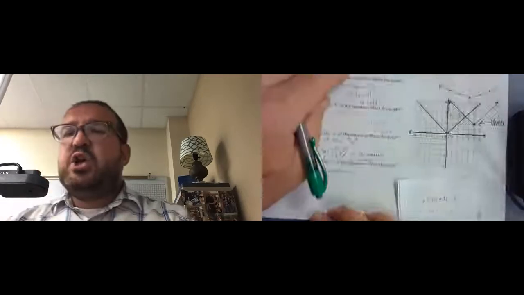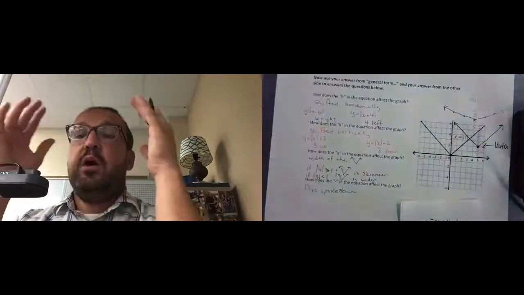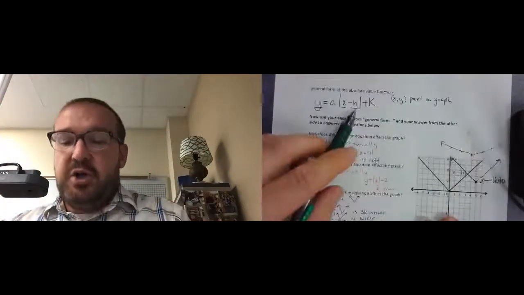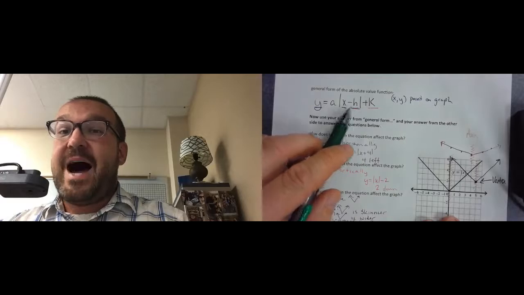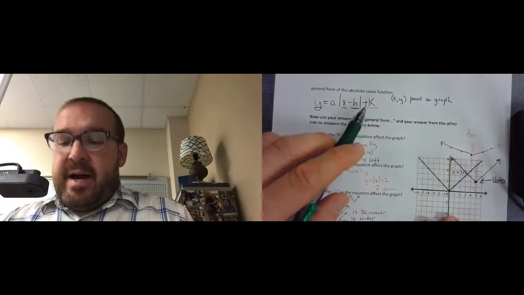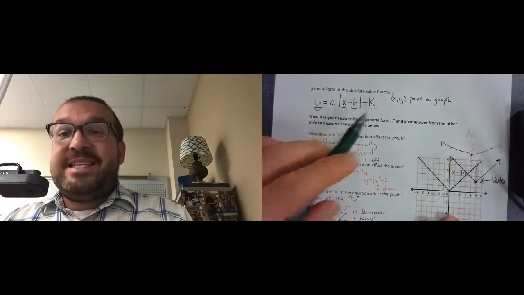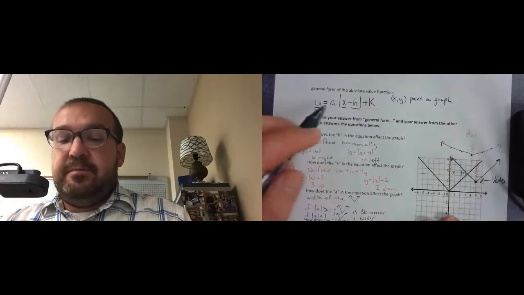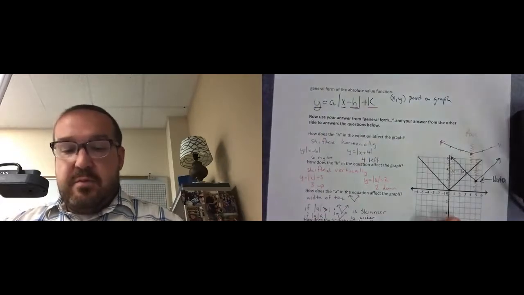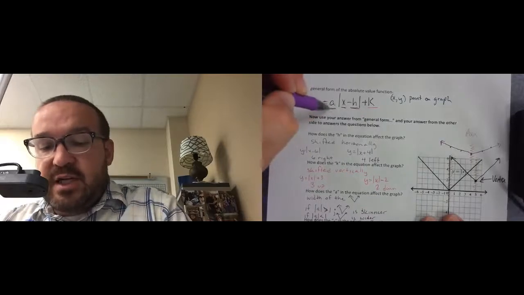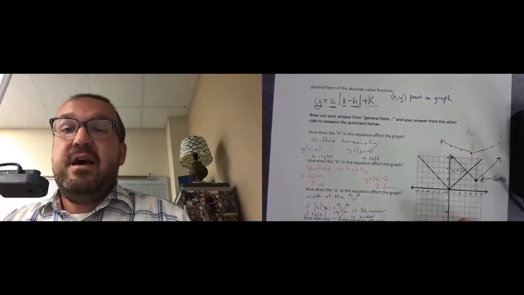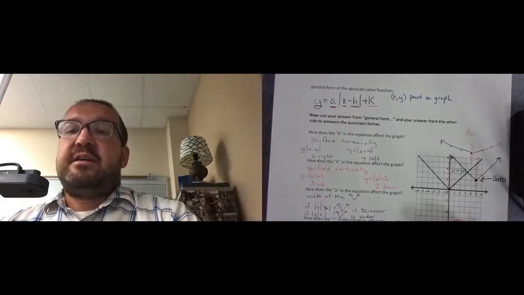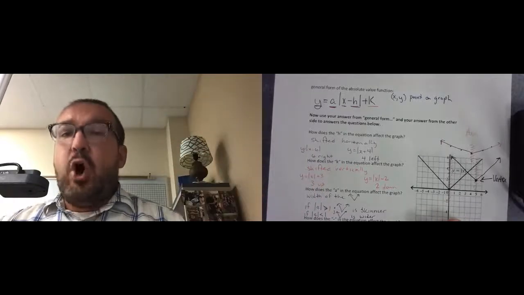So we're going to use these ideas not just for this topic. H always shifts it horizontally by the opposite of the inside, and K shifts it vertically by the same, the same on the outside. We're going to take a look at the A right here. The A talks about how wide or skinny it is, with the last one being the negative sign, which is always going to flip it upside down.